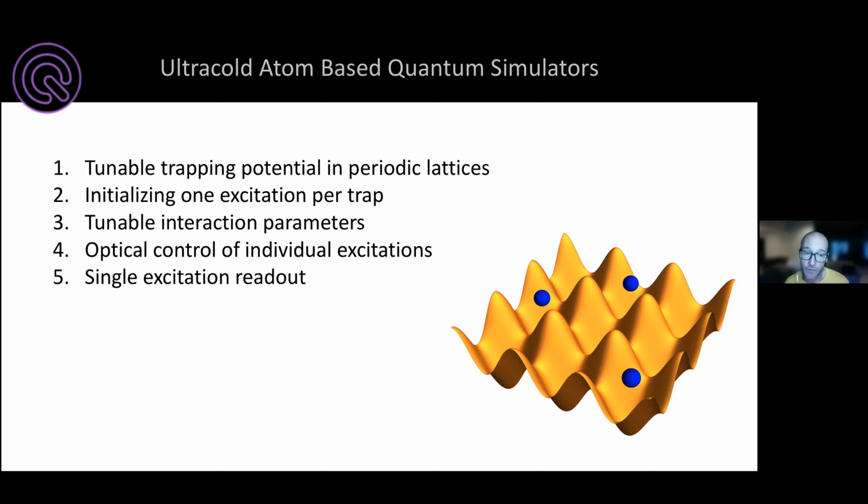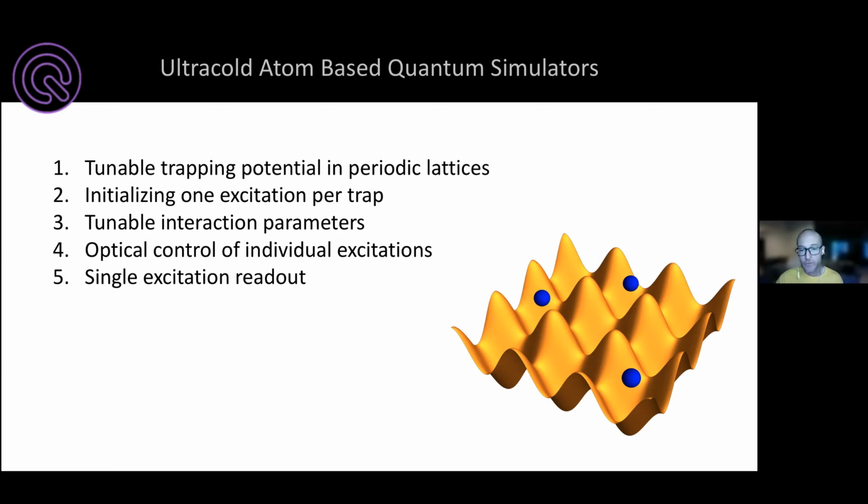The other thing that they've gotten really excellent at, which is actually quite a challenge, is getting these traps to have just one excitation per trap. And it's a very non-trivial process to cool the system to isolate a single atom per trap. And then they have a lot of knobs that we don't typically think about in condensed matter systems, like tunable interaction parameters, the ability to control individual qubits with light. And primarily one of the biggest things is being able to measure single excitations with light. So they can actually look at the emission from a single atom. So these are the benchmarks that they've already reached.